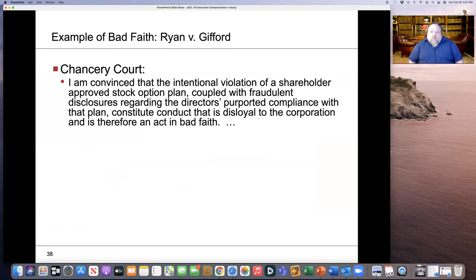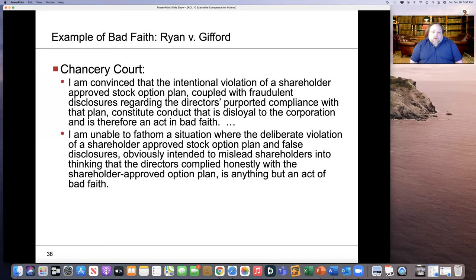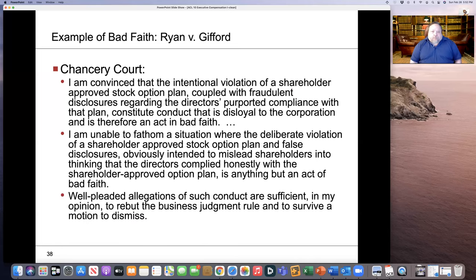And in Ryan, the Chancery Court explained, I think perfectly correctly, that that was bad faith conduct, that an intentional violation of the shareholder-approved plan is bad faith. How the deliberate violation of the plan as it was approved by the shareholders and the fraudulent dating of an option could be anything other than bad faith is really hard to explain.